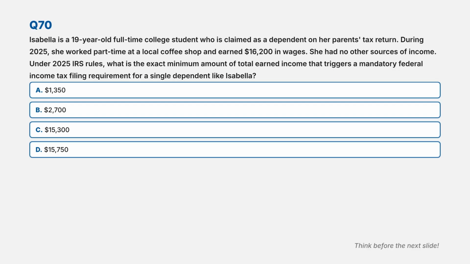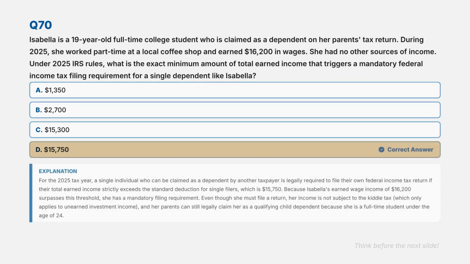A. $1,350. B. $2,700. C. $15,300. D. $15,750. The correct answer is D.